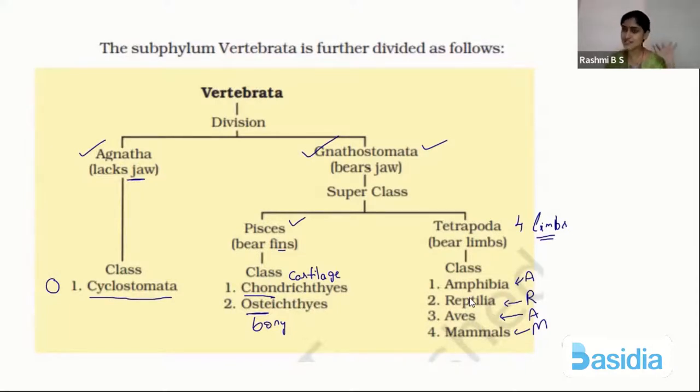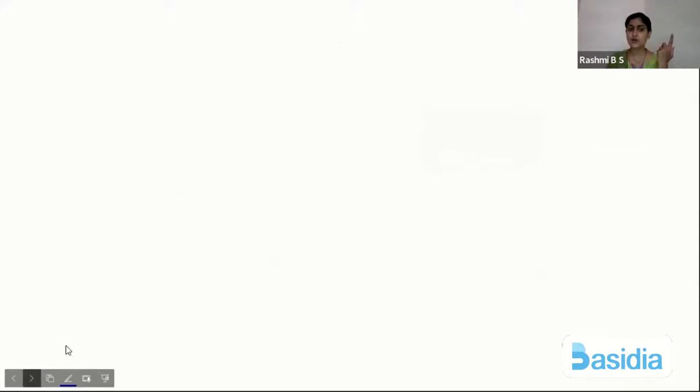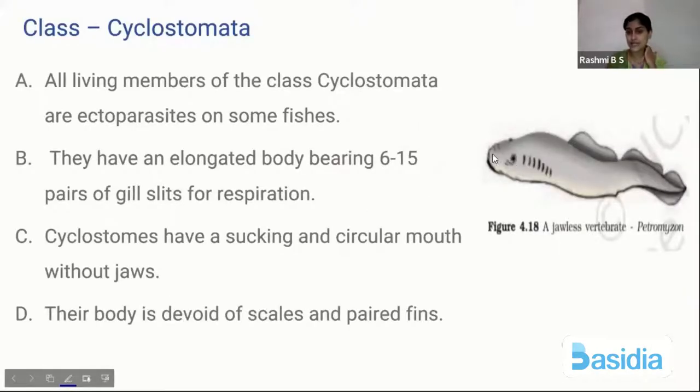Amphibians, reptiles, apes, mammals. Okay, let's start with cyclostomata. Cyclostomata is a jawless animal. You need to remember that one. Only one of the classes is jawless. Okay, cyclostomata. You can see here, they do not have jaws, right?